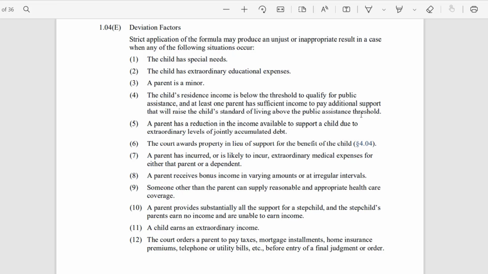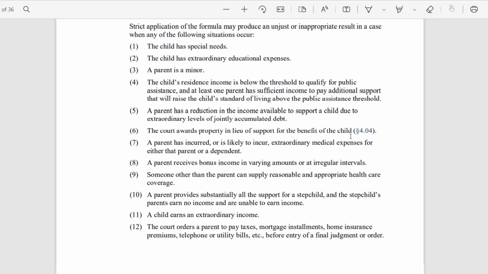It's also linked up on the Genesee County Friend of the Court website, and then you'd be able to actually pull this up, the most up-to-date version of the child support formula, and see what the deviation factors are. The deviation factors do change from time to time, and the child support formula is updated every 4 years.